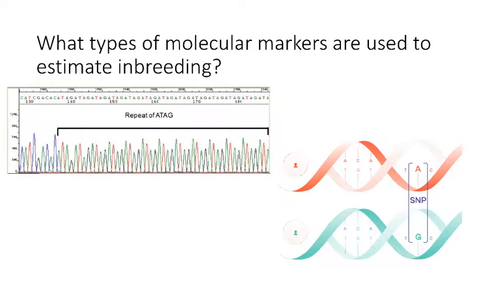So if we think about what types of molecular markers are used to do these calculations, some markers that were used more predominantly in the past are microsatellites, which remember are these repeats of different nucleotides, and now SNPs are also commonly used, which are more readily available, of course, because of the increasing availability of high-throughput sequencing techniques.